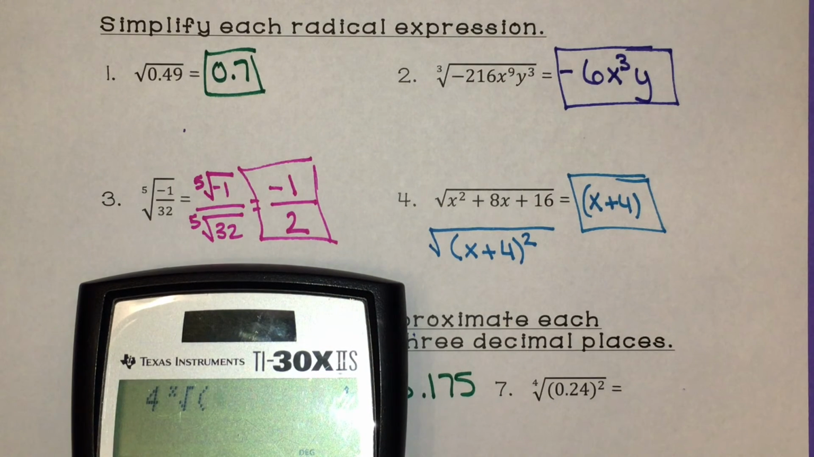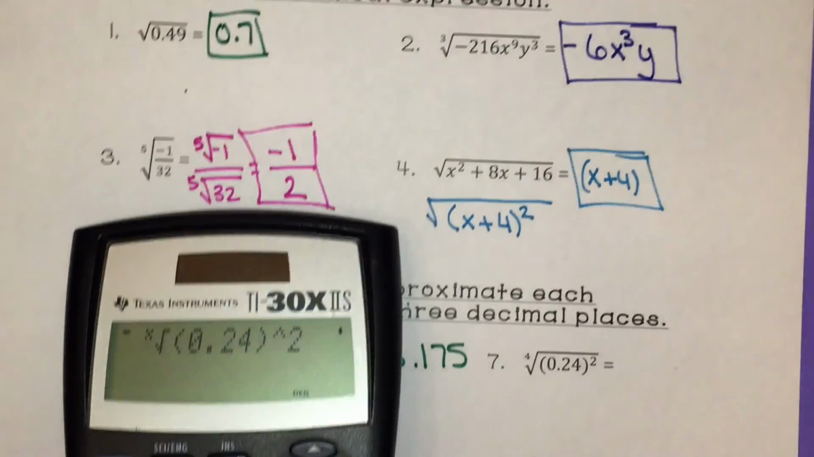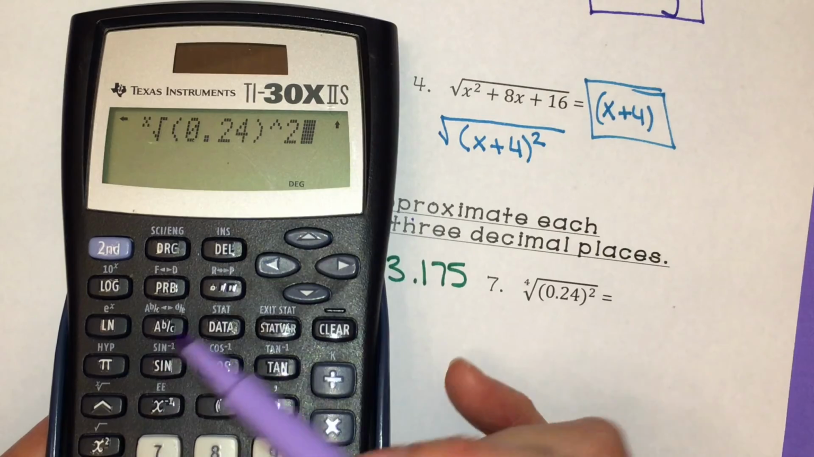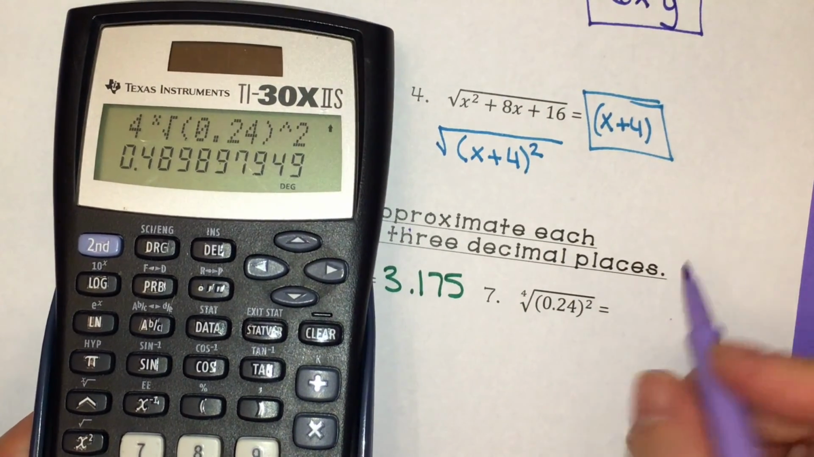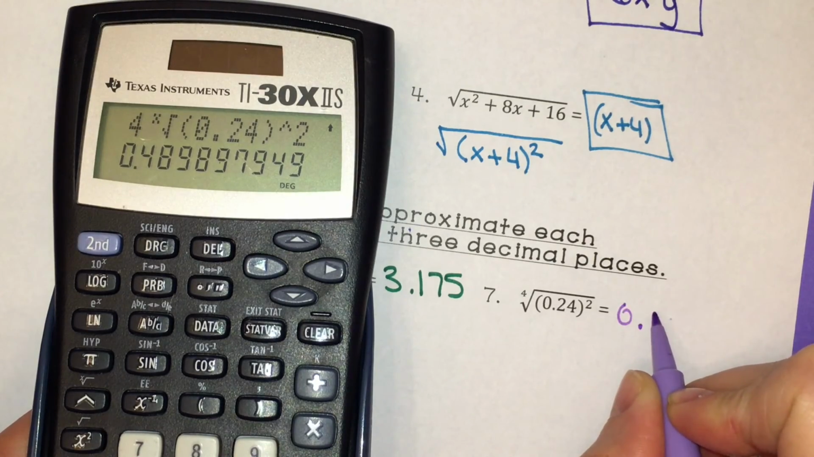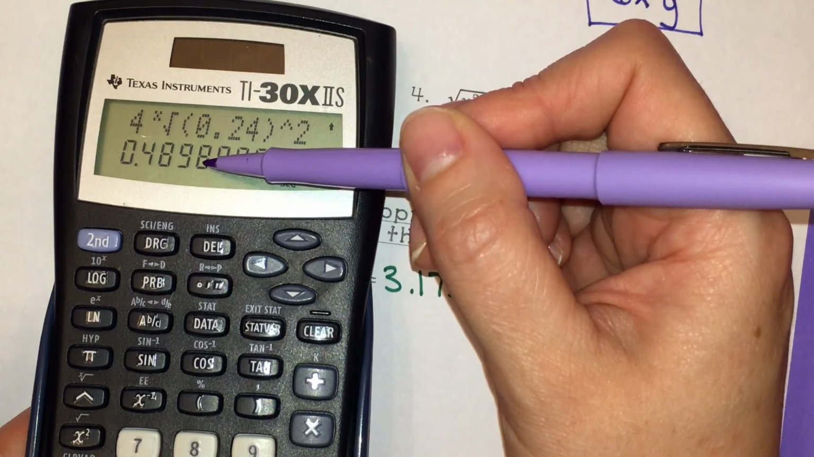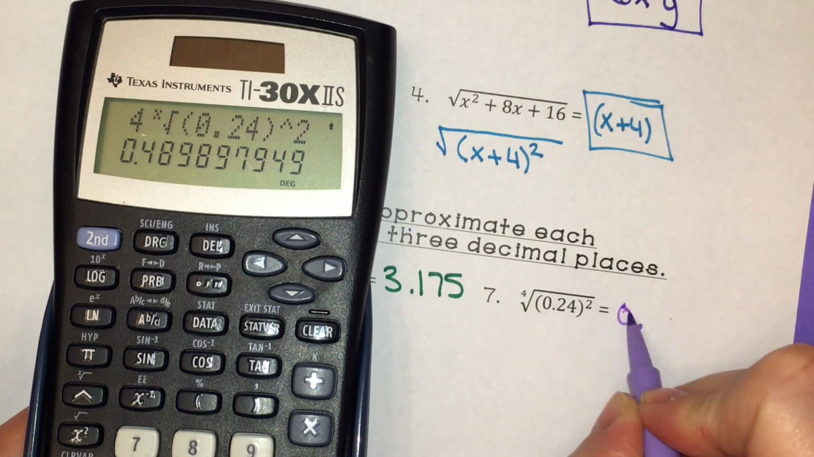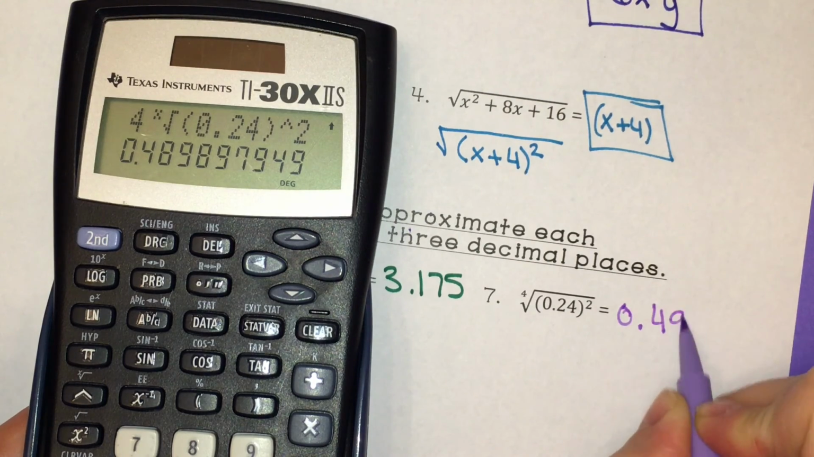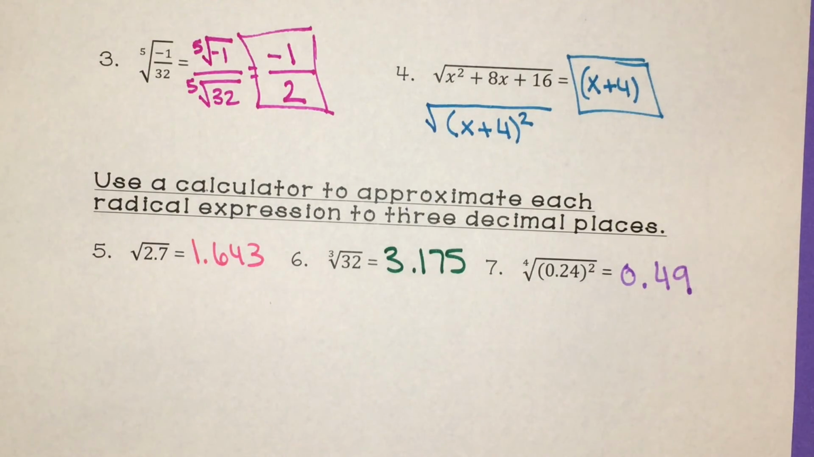And the last one, we have a 4th root of, let's see, I'm going to put parentheses, 0.24 to the power of 2. And so I use that caret button to do to the power of, or you could have just squared it. And that gives me, well, this 9 is going to round up because of the 8. So if that rounds up, the 89 rounds to 90. So 0.49, I can put 90 or just 49. Hopefully you're able to get those answers.